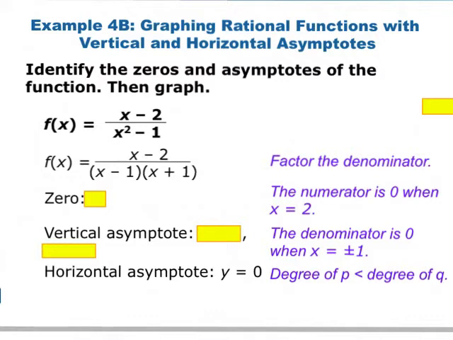Now, the zeros of the function, you're going to set this equal to 0 and solve, and you can see that your 0 is going to be at 2. Now, you need to factor this piece right here. So when you factor it, it's x minus 1, x plus 1, which means your 2 vertical asymptotes are going to be a positive 1 and a negative 1.